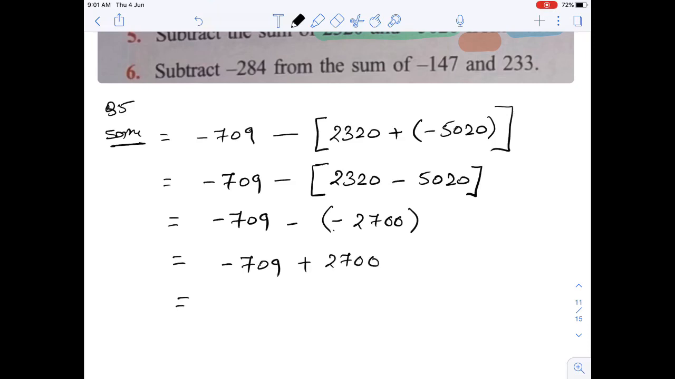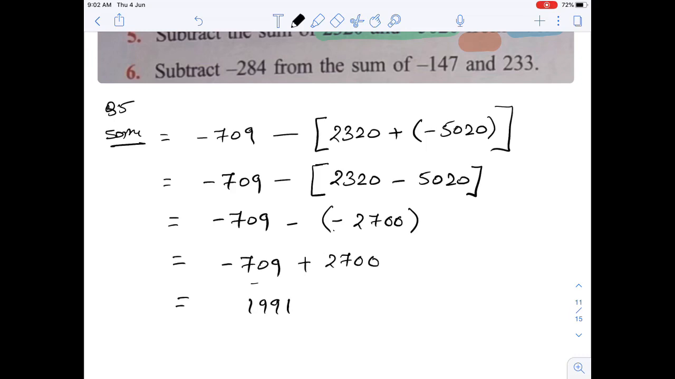2700. Now you can see that these two numbers, minus 709 and 2700, have opposite signs. Here minus is there, and this number has a positive sign. So when the numbers have opposite signs, we do subtraction of numbers. So now we will subtract 709 from 2700. So our answer is 1991. You can do the subtraction afterwards.